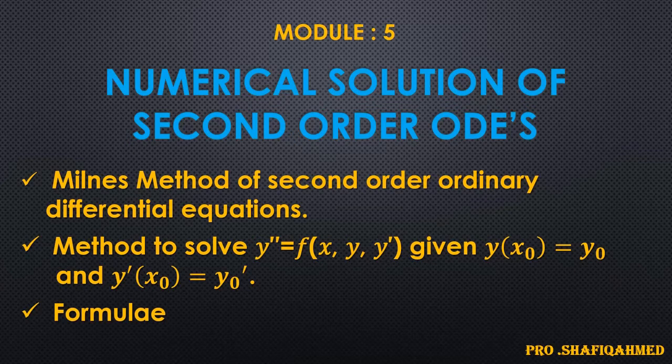Hello students, in today's lecture we'll see Milne's method of second order ordinary differential equations. In this method we'll see how to solve y double dash equal to f of x comma y dash, given y of x naught equal to y naught and y dash of x naught equal to y dash naught, and we'll see the formula to solve Milne's method of second order ordinary differential equation.